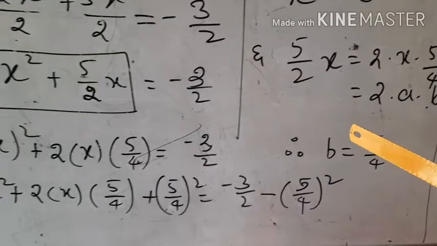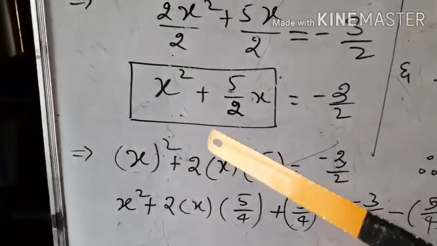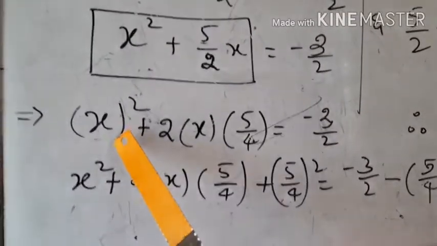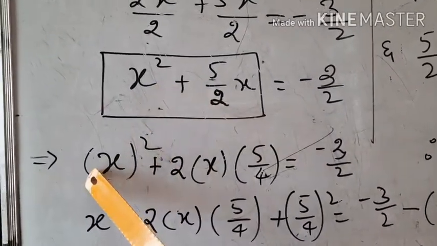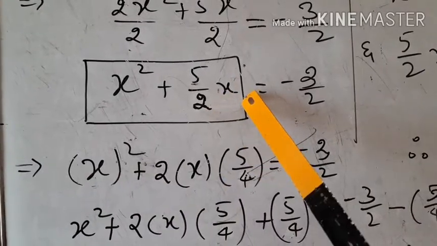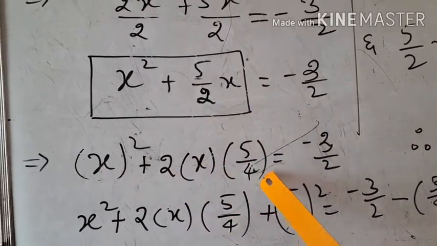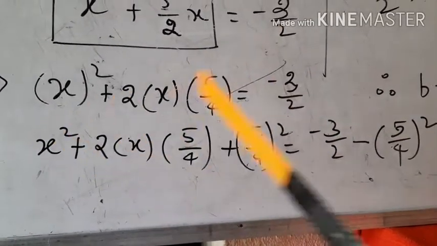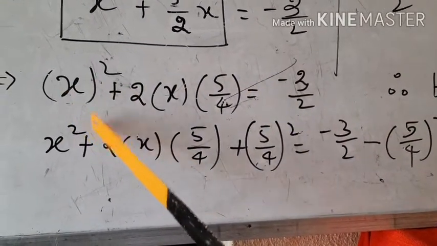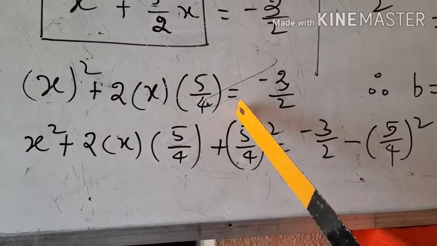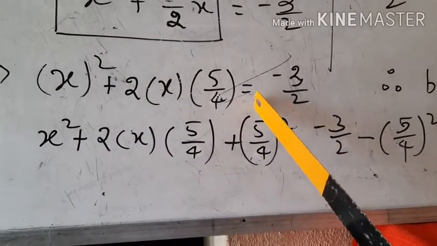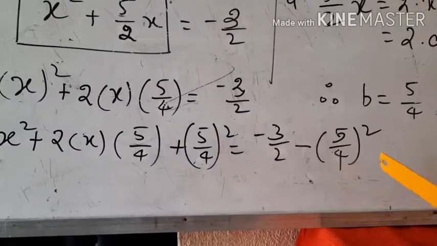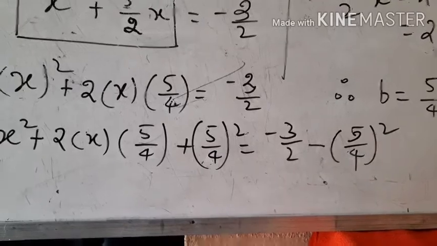Now, it will be easier for us to convert the LHS in the form of a plus b the whole square. Look at this: x square plus 5 by 2x, which is 2 into x into 5 by 4, is equal to minus 3 by 2. Now, it is not a complete square because it is in the form of a square plus 2ab. It needs plus b square to be added. That is why I add 5 by 4 the whole square this side and 5 by 4 the whole square this side.